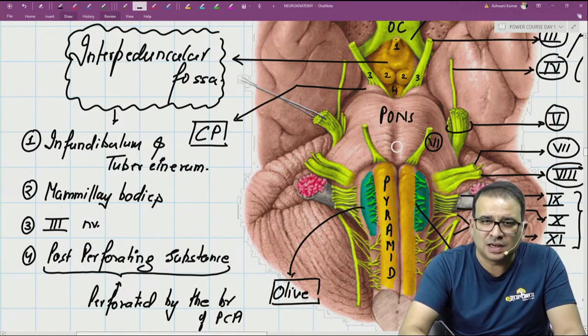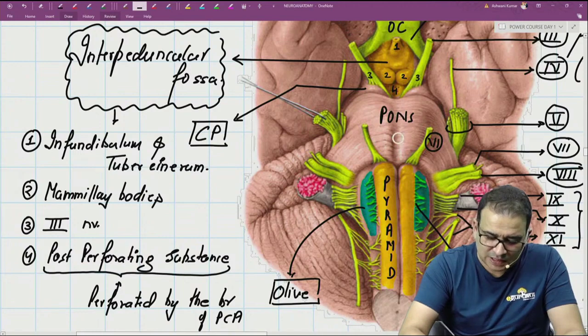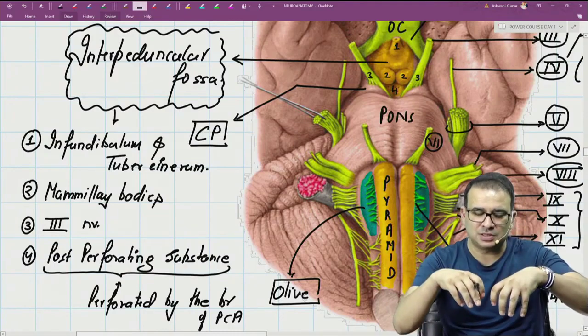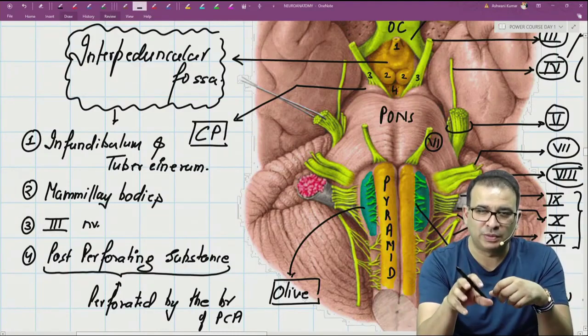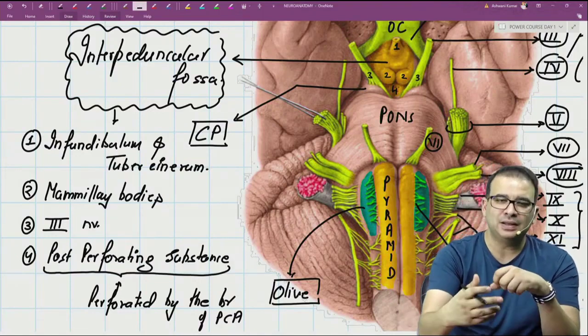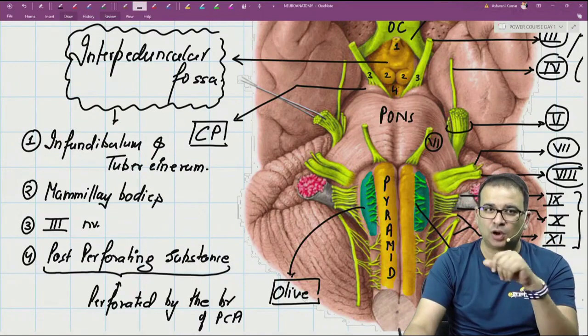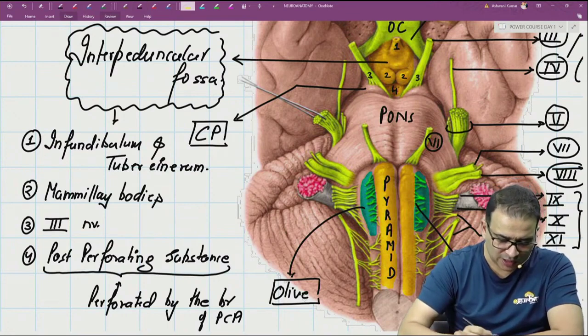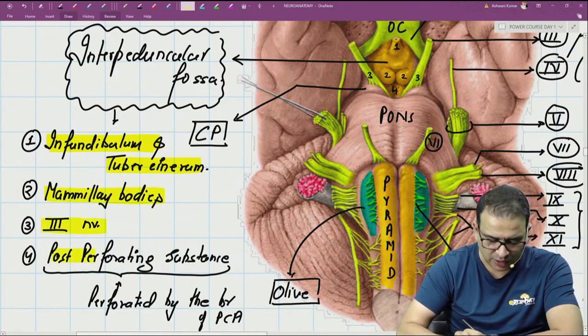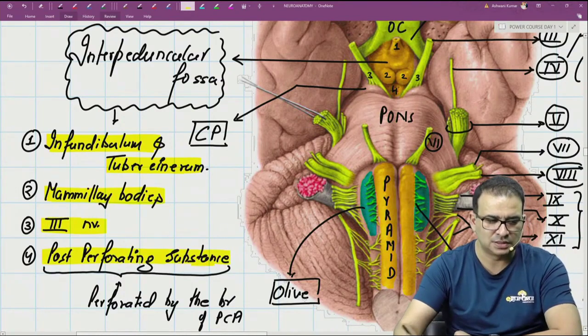We all know the basilar artery will be here in the basilar sulcus, and once the basilar artery divides into the posterior cerebral artery, that posterior cerebral artery will give off some perforating branches which will go and supply the core of the midbrain. Obviously, to reach the core of the midbrain, you have to perforate and go inside, and that's what the perforating substance is all about. So these all are the contents of the interpeduncular fossa: infundibulum and tuber cinereum, the mammillary bodies, the oculomotor nerve, and the posterior perforating substance.